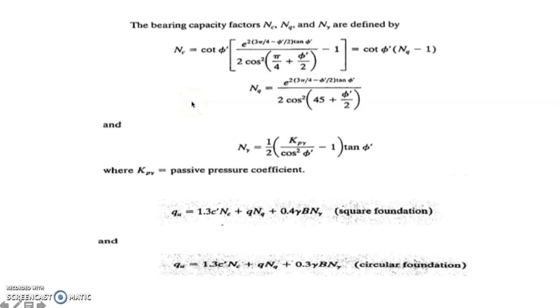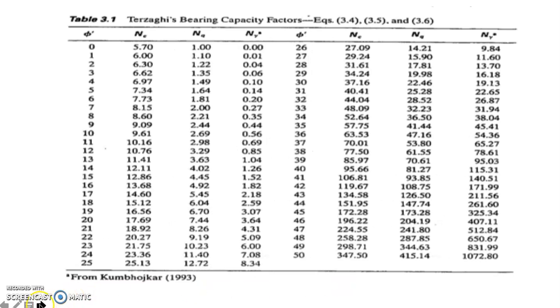Okay, let's continue our discussion. As mentioned, for square foundation, you have this equation for the ultimate bearing capacity, and for the ultimate bearing capacity for circular foundation, this is the formula that you will be using.